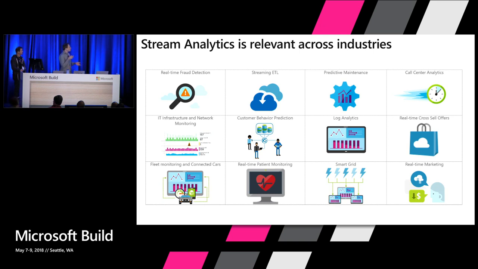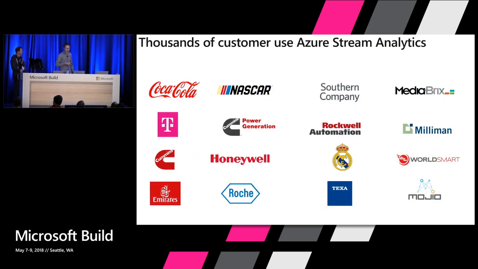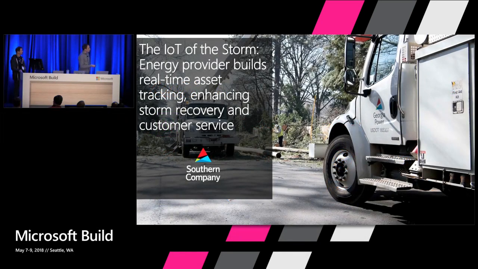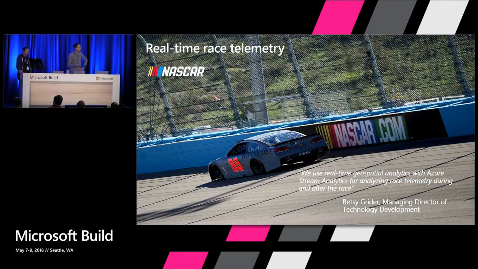So I want to show you just a few customers with Stream Analytics. We have thousands of customers, I'll just give a few examples here, and show some of the use cases before drilling into the product. The first use case, and we will talk about it with Greg a little later, is the Southern Company, and how they use geospatial for fleet management. For geospatial, we also work with NASCAR, so they were also one of the first users of the geospatial function in Azure Stream Analytics. They monitor the race in real time and can also replay it afterwards.